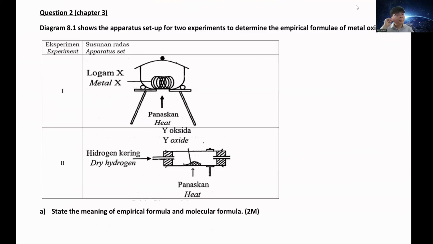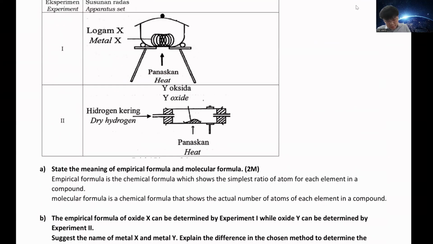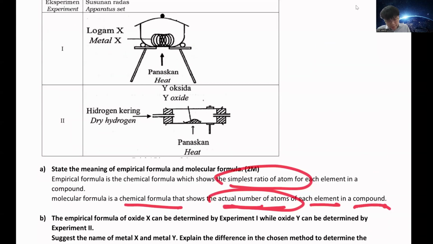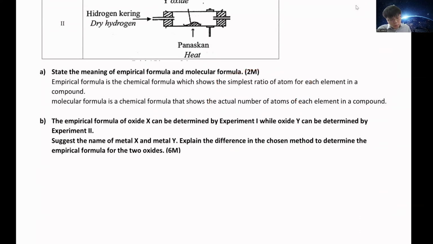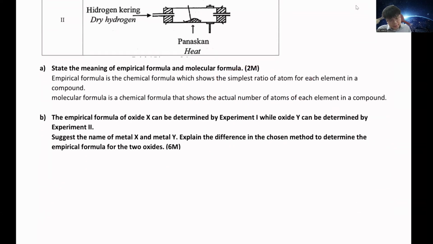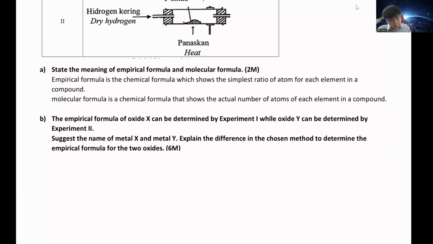Then move on to the similar question that we have, this X and Y. What is meant by empirical formula and molecular formula? So empirical formula I told you just now. A molecular formula will be the chemical formula that shows the actual number. This shows the simplest ratio. This one gives the actual number of each element in the compound. So for empirical formula, X can be determined from the experiment, and Y, you can name the X and Y.